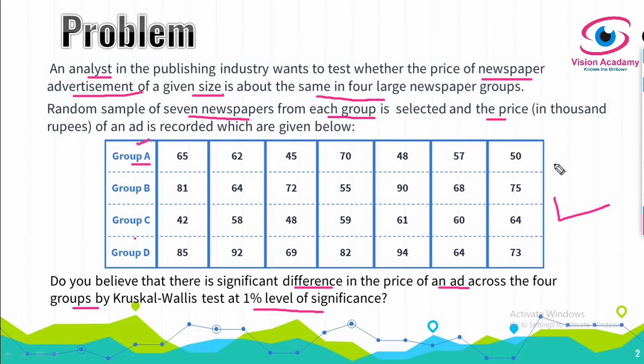This problem looks like we could deal with it using ANOVA, but the distribution is not given; a normal distribution is not given in this case. Which means the problem does not fulfill the normality condition, so we cannot go for ANOVA. The non-parametric counterpart of the parametric test is the Kruskal-Wallis test. So we have to solve this problem using the Kruskal-Wallis test.